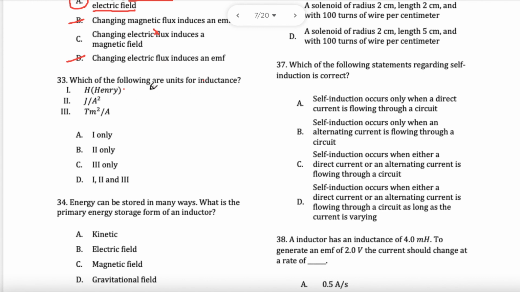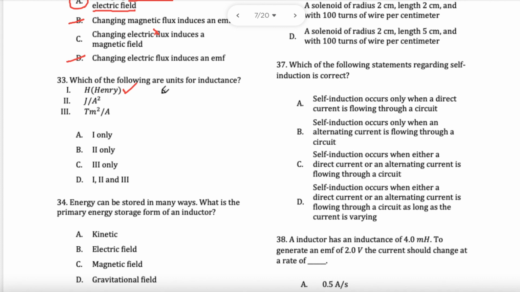So we need to figure out the unit for induction. We'll get rid of that. So we of course know it is Henry. That's the general unit that we're using, named after the scientist. And then we have these two over here. That's joules per amp squared, and this is Tesla meter squared per amp. So how are we going to figure that out?